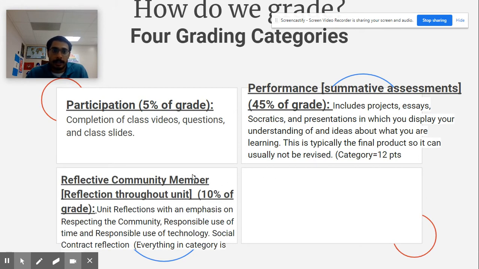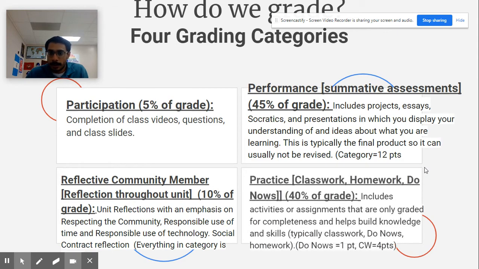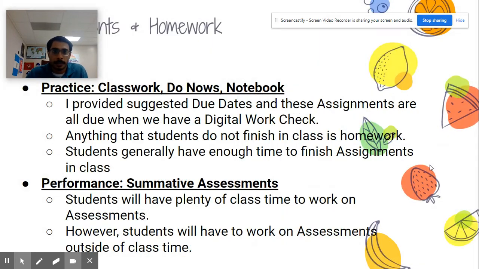The next category is reflective community member. I'm going to ask students to reflect at least once during a unit, and it'll be 10% of a student's grade. And then the last category is a practice category. That includes homework, do nows, classwork, assignments that students do in class, and those are graded for completion.